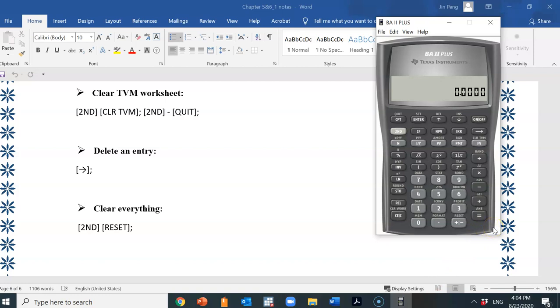Okay, so that's our first class for chapters 5 and 6. In the next lecture, we're going to discuss more about how to calculate present value and future value for annuities.